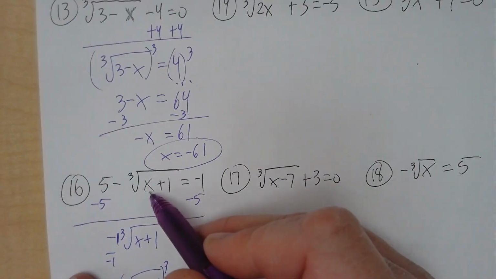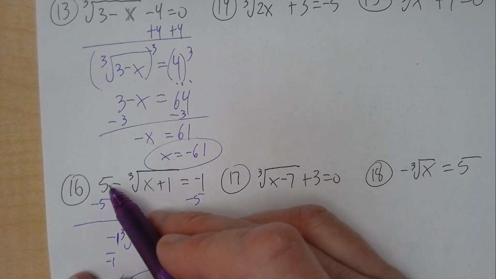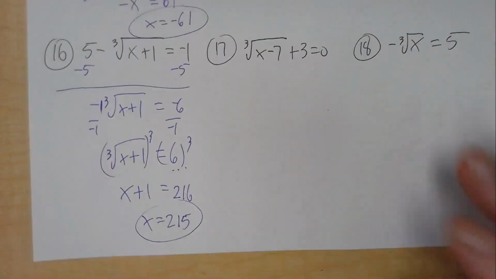If you put that back in, you're going to get 215 plus 1 is 216. Cube root is 6. 5 minus 6 is negative 1. So it does work. All right.